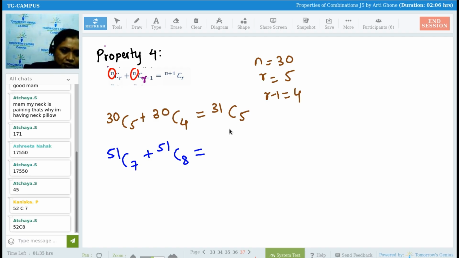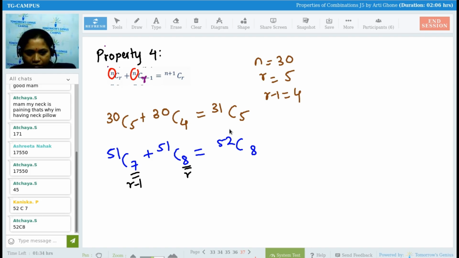C7, yes, but you have to compare r with the larger number, no? This is my r, just reversibly written over here. This is my r minus 1. So I know this is going to happen. So it is 52C8. Now don't beat yourself up over what I am doing. Okay, got it? Clear? r is a bigger number and r minus 1 is obviously the lesser number. So it will be 52C8.